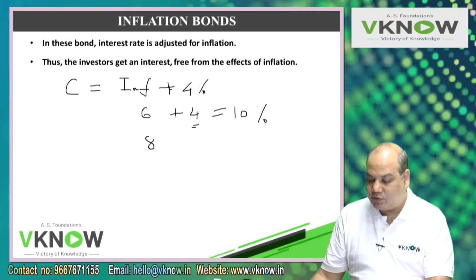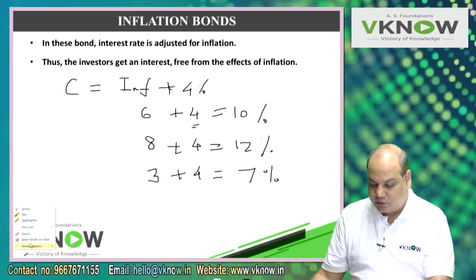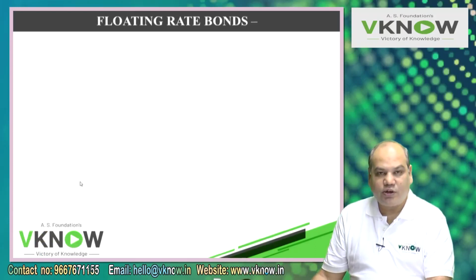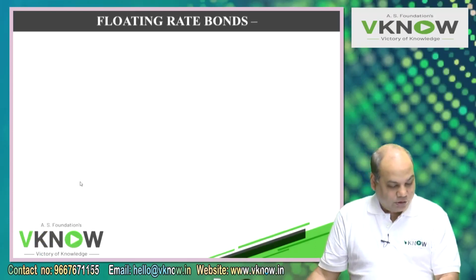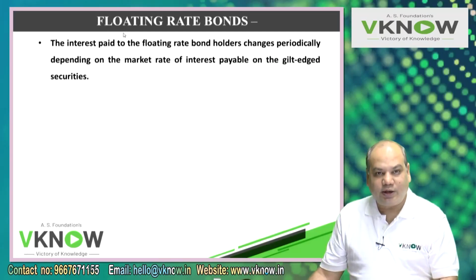If inflation increases in the next year to 8, then the coupon will be 8 plus 4, 12%. If inflation decreases to 3%, then he will get 7%. So what is happening? He is able to earn more than inflation. So some countries have started issuing inflation adjusted bonds. Now next is floating rate bond. What happens in a floating rate bond? On this we will take a problem a little later also.